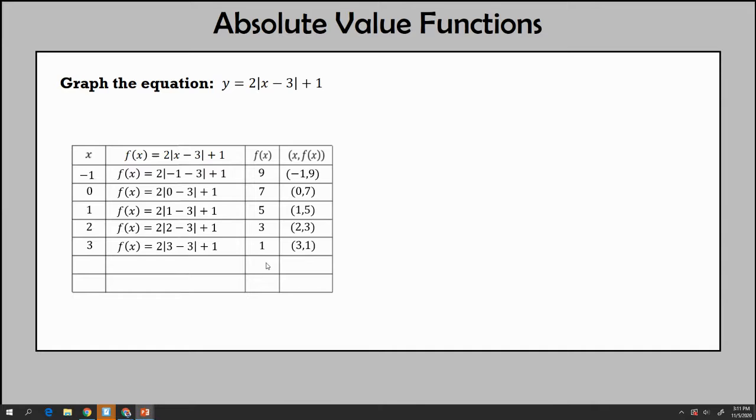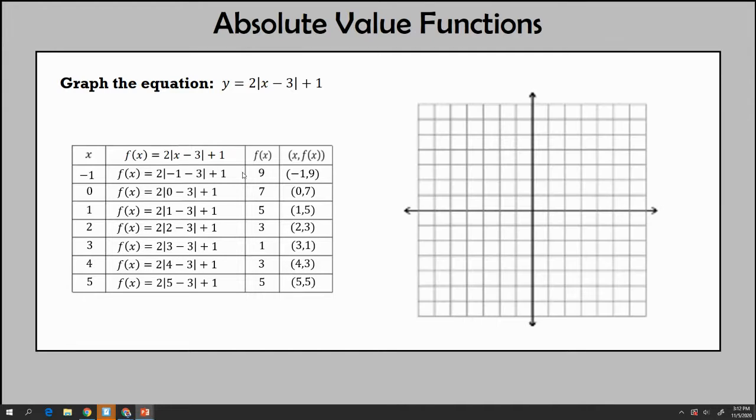Now notice my values, 9, 7, 5, 3, 1. They're going down by 2's, but they're going down. So I still haven't gotten to the bottom of this graph and started heading back up yet. So hopefully we do that soon. Put in 4. 4 minus 3 is 1. Absolute value of 1 is 1. Times 2 is 2, plus 1 is 3. So there you see, we went down to 1 and now we're heading back up again. So 4, 3. And then I put in 5. 5 minus 3 is 2. Times 2 is 4, plus 1 is 5. So 5, 5.